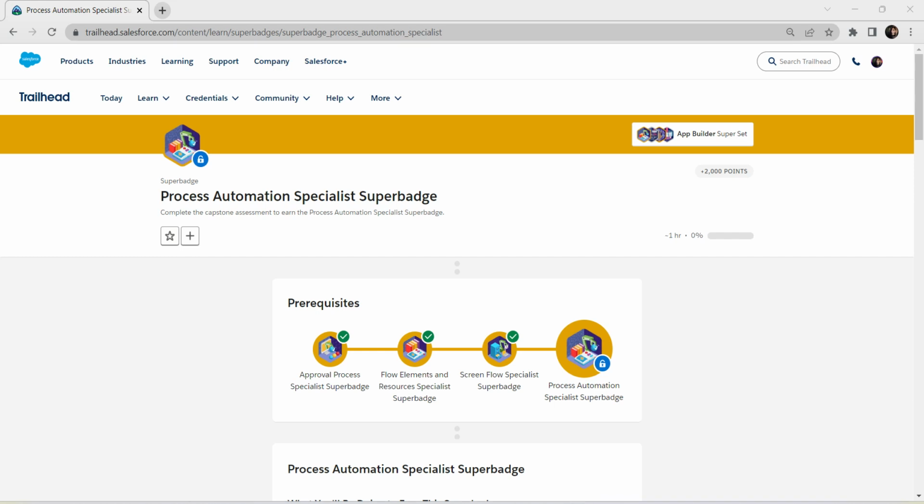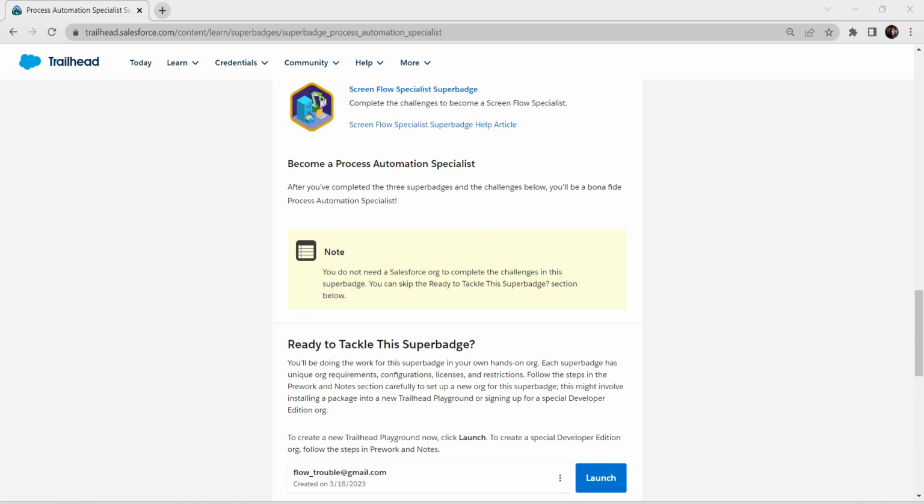So today we are here with one interesting Superbadge, which is nothing but the Process Automation Specialist Superbadge unit. This Superbadge contains three prerequisite Superbadges. As we have already completed all three prerequisites, I'm going to directly take up this challenge now.